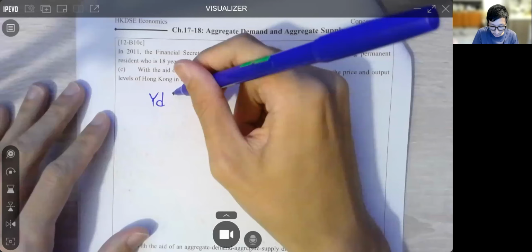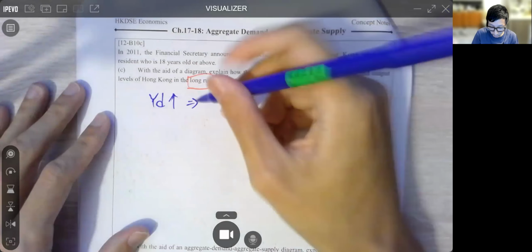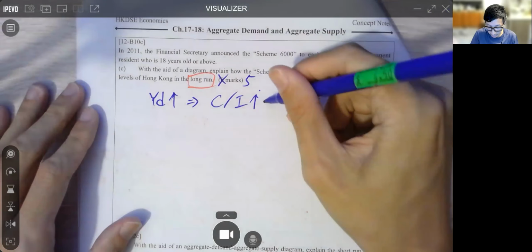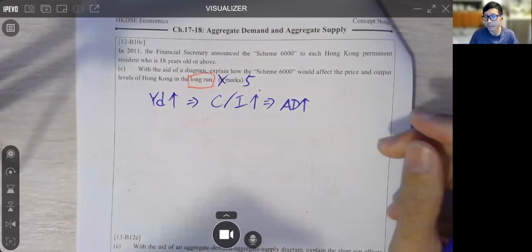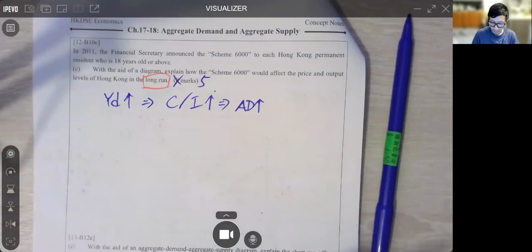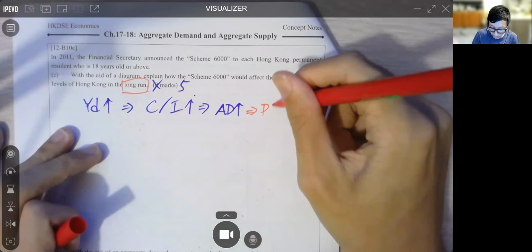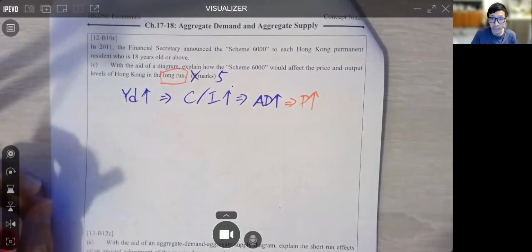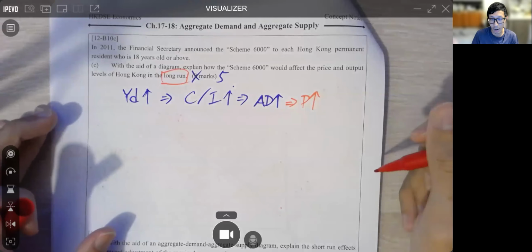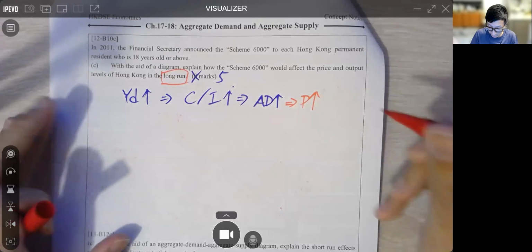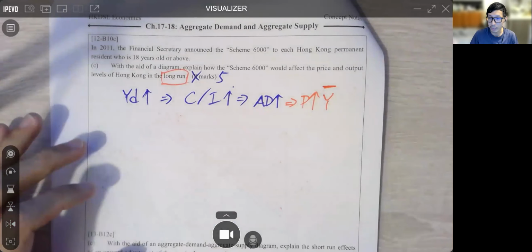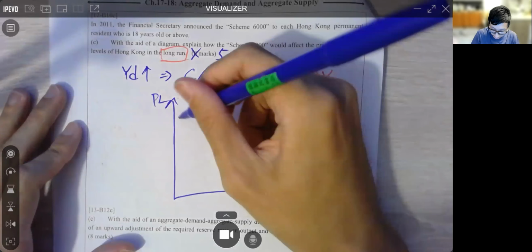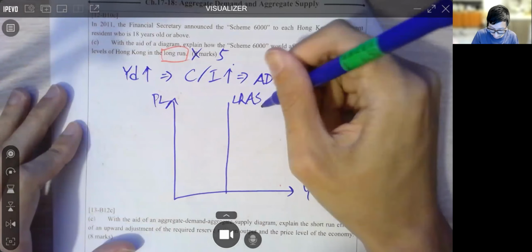Scheme 6,000 would lead to increase in disposable income, therefore leading to more consumption expenditure, a private consumption expenditure, or gross investment expenditure, which means AD would increase. Okay, so in the long run, what happened? Long run 来讲啊, price level would increase. But what happens to output level? 记不记得？The only way to increase long run output level is to increase LRAS. Right now, because LRAS remains unchanged, therefore, actually, long run output level will have no change. And it should look something like this. Okay, we have our LRAS right here. We have our AD1.